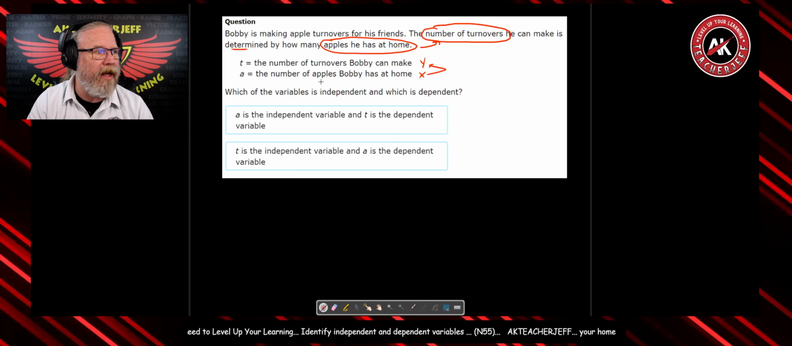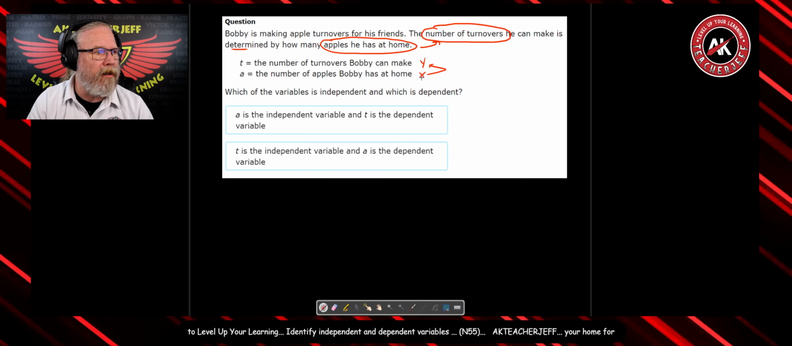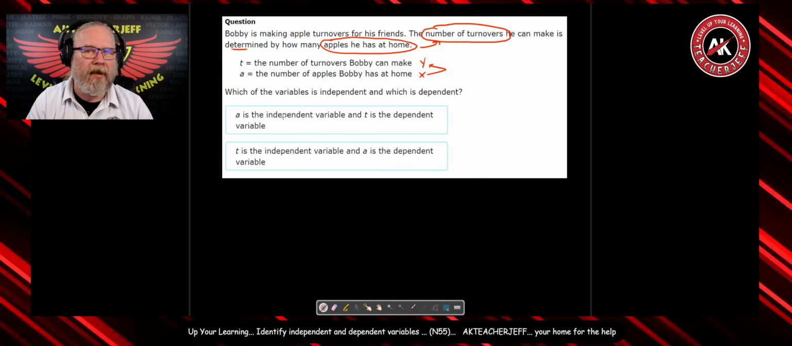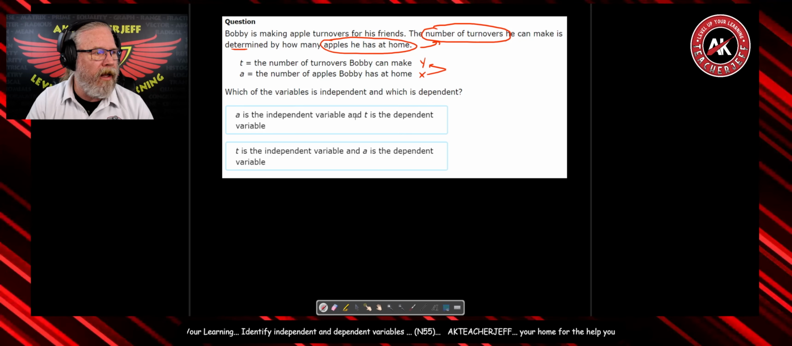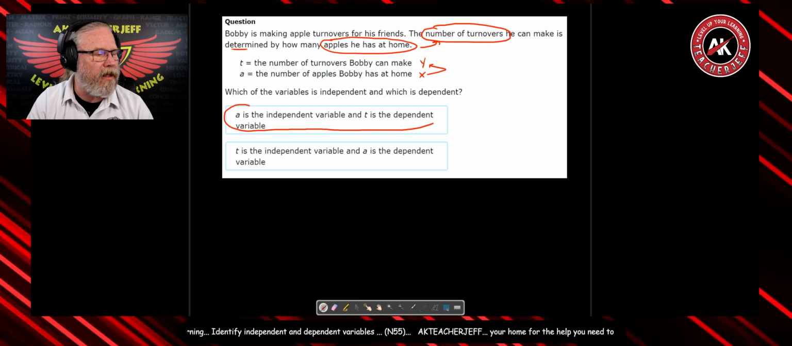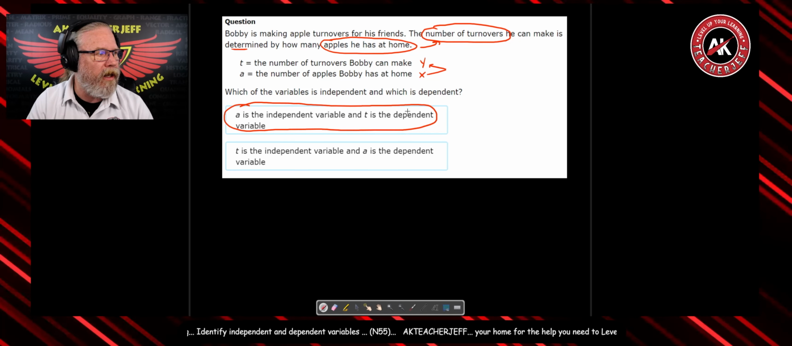So we're looking for A is the independent variable, X is the independent variable. So A is the independent variable. Looks like it's going to be the first answer here. And T is the dependent variable. Indeed it is. So we'll go ahead and select once again the first option.